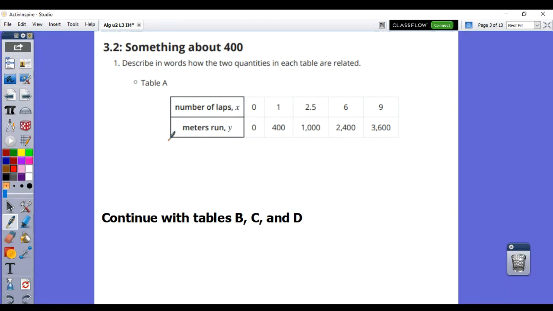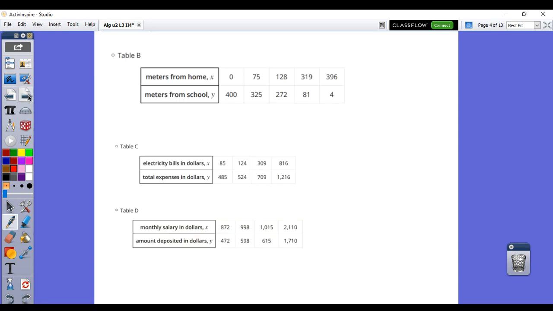So is there something that we could do to the X number to get to the Y value? Hopefully you're able to see that if you take the X value and multiply it by 400, you will get the Y value every time. So that becomes: multiply the X by 400 gives you the Y, or in an equation, Y equals 400 times X. So go ahead and continue and do that with tables B, C, and D in the activity. We'll be back in just a second. So pause it and do that. Okay, here are tables B, C, and D.